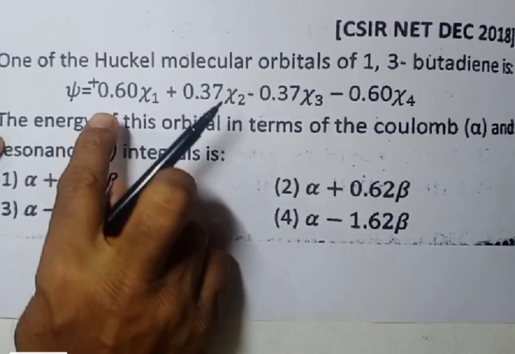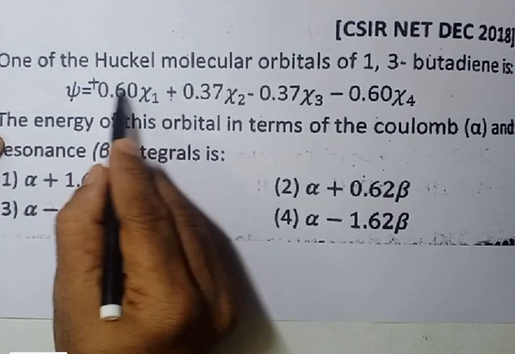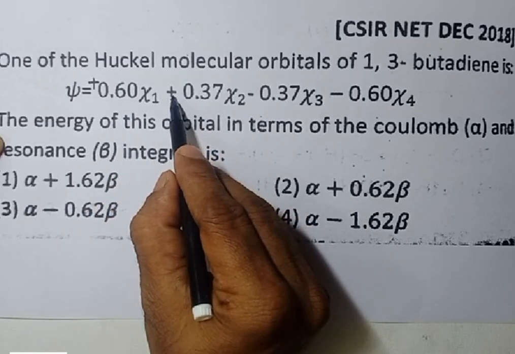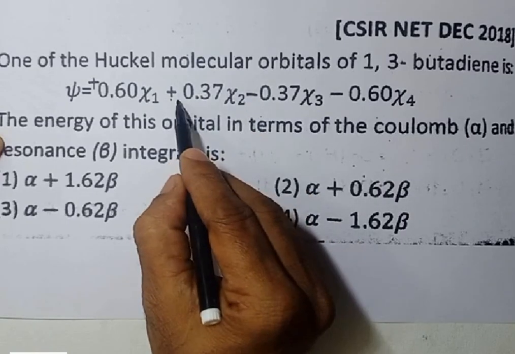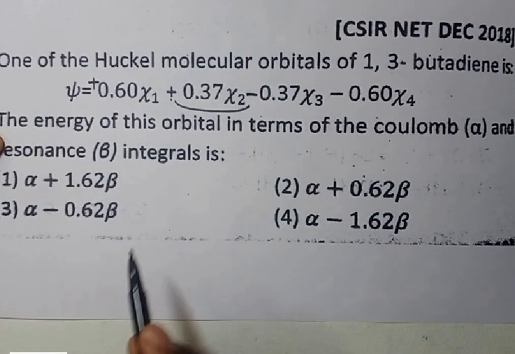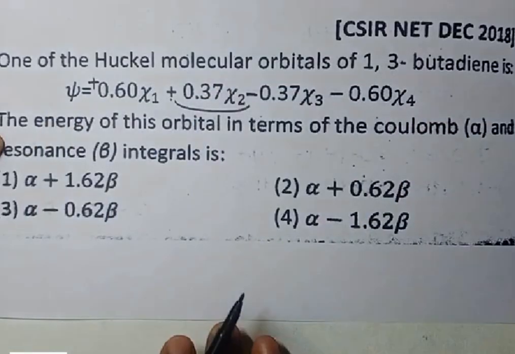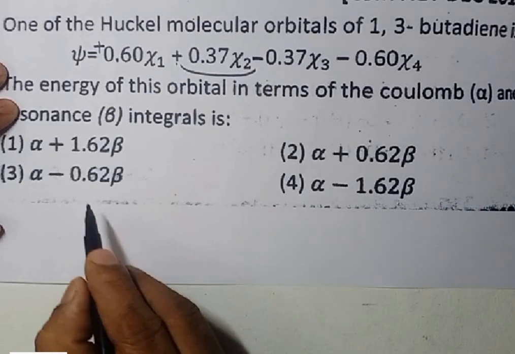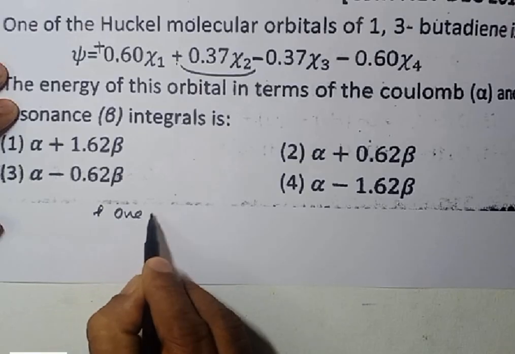The first step is to find the number of nodes. Here I have a positive sign, here a positive sign. So there is no node between carbon 1 and carbon 2. Then from carbon 2 to carbon 3, this is plus, this is minus, so there is a node. Then carbon 3 to carbon 4, minus, minus, same sign, which means no node. So how many nodes are there? One node. So the given molecular orbital has one node.